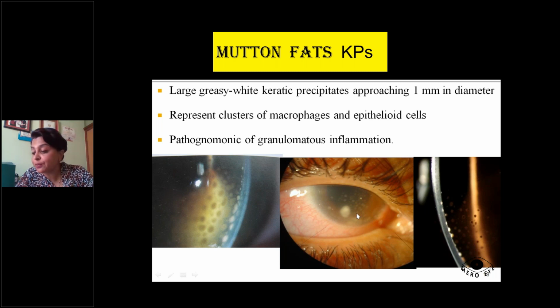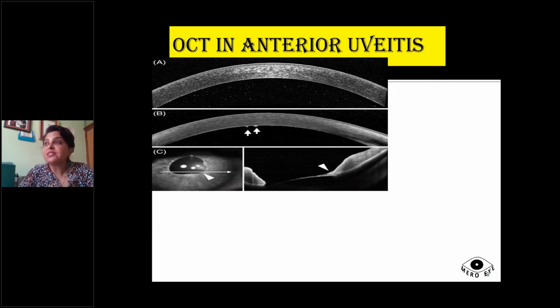The mutton fat keratic precipitates are, in fact, a step leading towards the granulomatous etiology of this disease, so that we can narrow down the differential diagnosis from non-granulomatous to granulomatous etiology like tuberculosis, sarcoidosis, VKH, etc. Now, what are the advancements that have been made in the identification of these keratic precipitates?